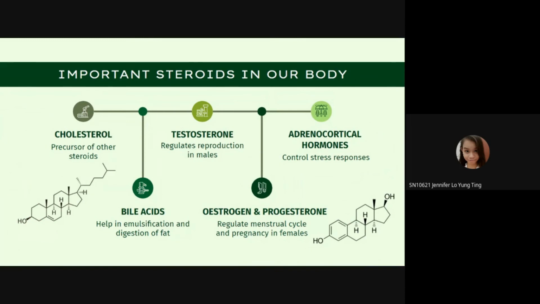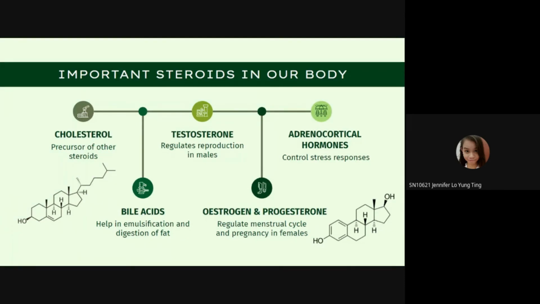In summary, there are many types of steroids that play major roles in the functioning of our body. Cholesterol is very important as it reduces the fluidity of the cell membranes. It is also the precursor of all other steroids. Next, bile acids help in the emulsification and digestion of fats in the intestines of our body.